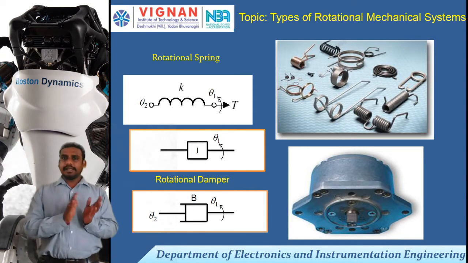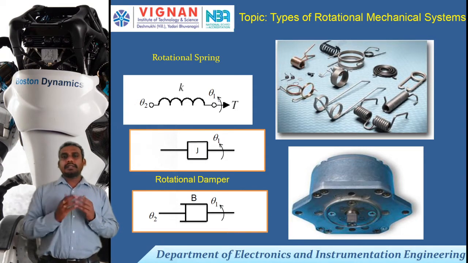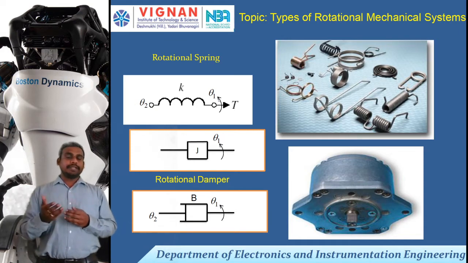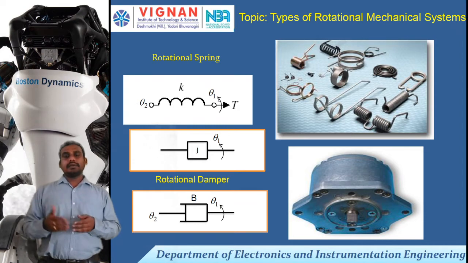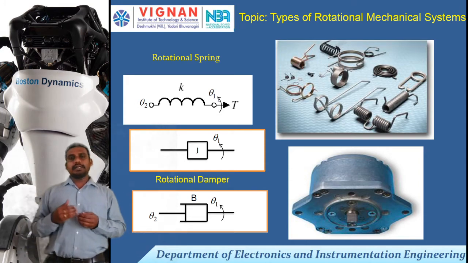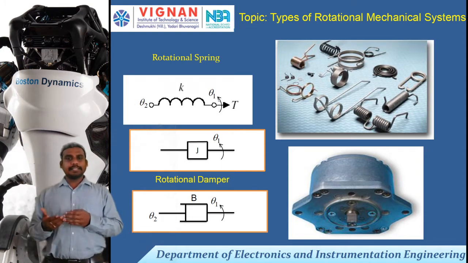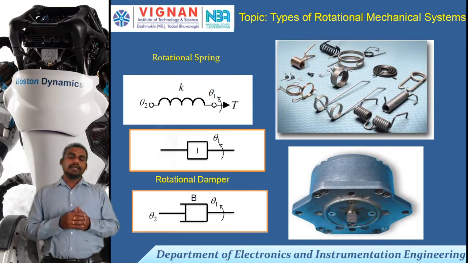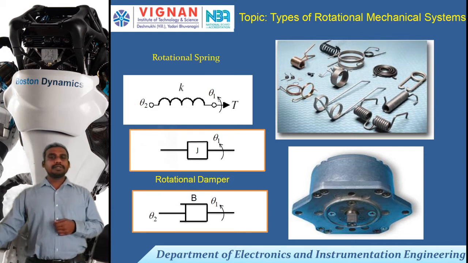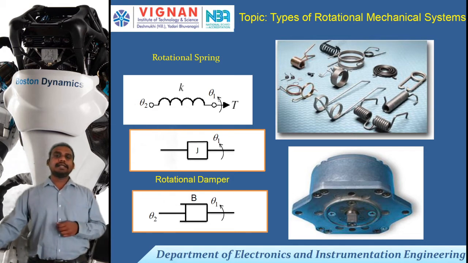It is similar to the mechanical translatory system, but the way we represent the elements is different, and the application will vary. In a mechanical translatory system, the motion of the system is linear or translatory. In a rotational mechanical system, the movement is angular. So we represent angular displacement and angular velocity. The spring we use is K, the same as in the mechanical translatory system.